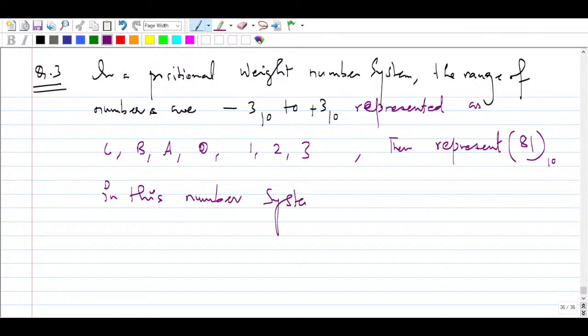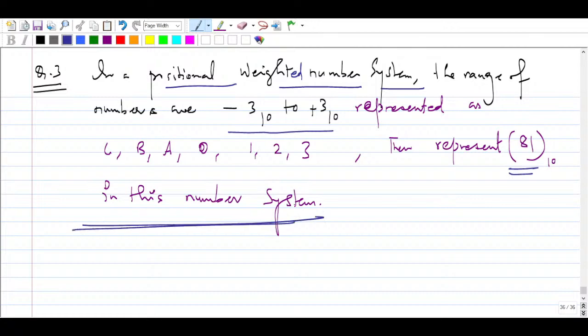Okay, so they have given you the number system here, right? They have given a corresponding positional weighted number system. In a positional weighted number system, the range of the number is -3 to +3, which is represented as CBA 0 1 2 3. Then we have to represent 81 base 10 in the given number system.